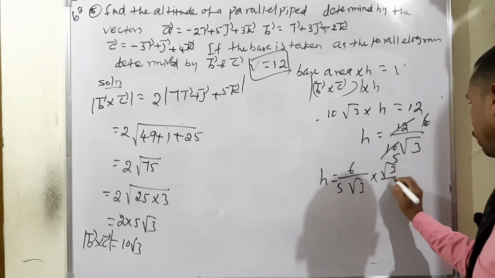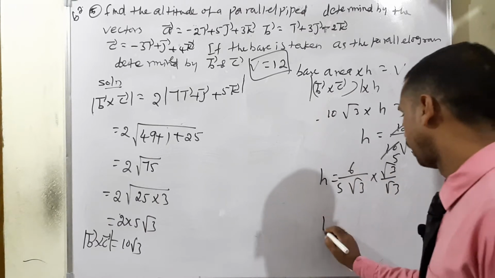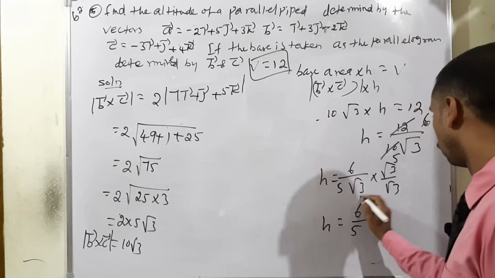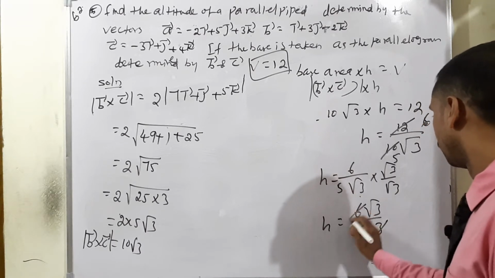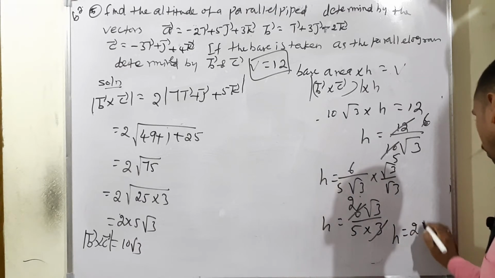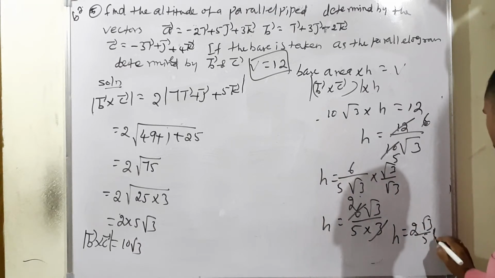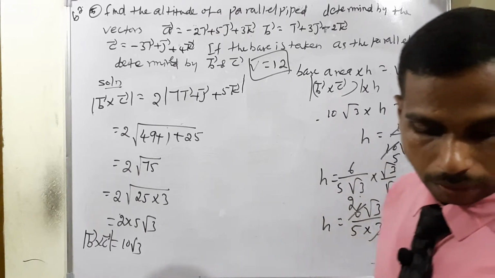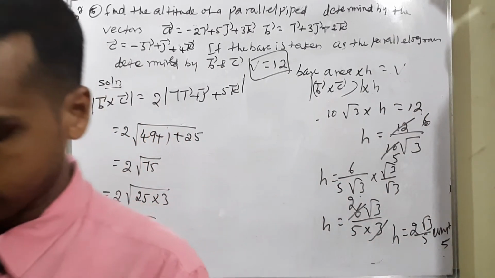Conjugate means root 3 divided by root 3. Again, height is equal to 6 root 3 divided by 5. Root 3 into root 3 means only 3. Cancel means 2 times. Therefore, the final answer h is equal to 2 root 3 by 5 units. This is the answer for question number 5. Okay, I will continue the next question.